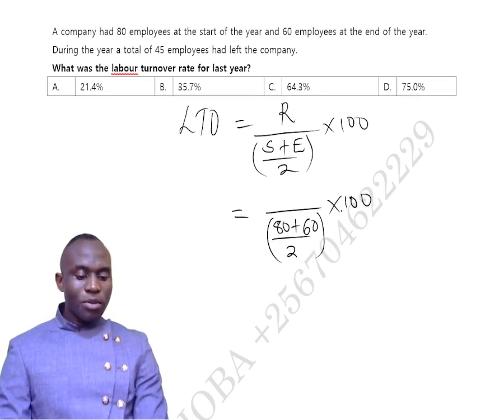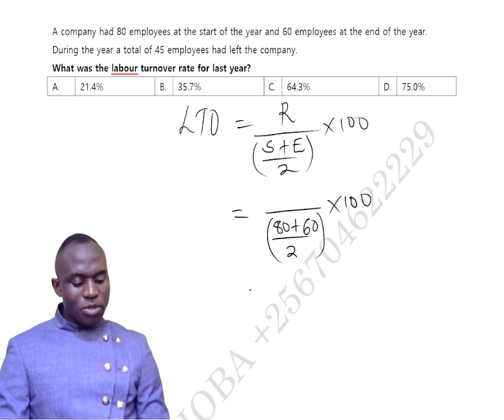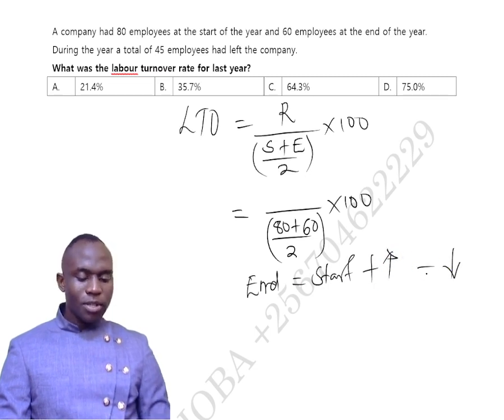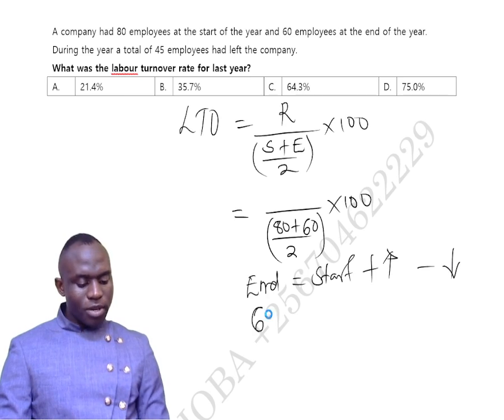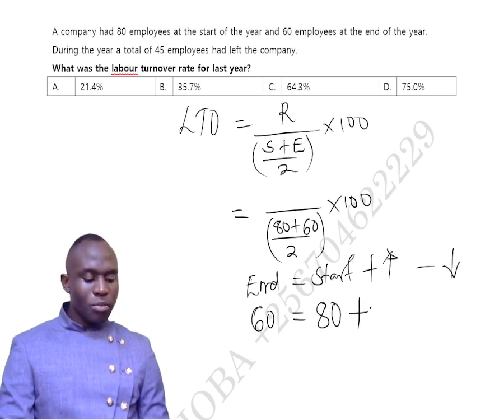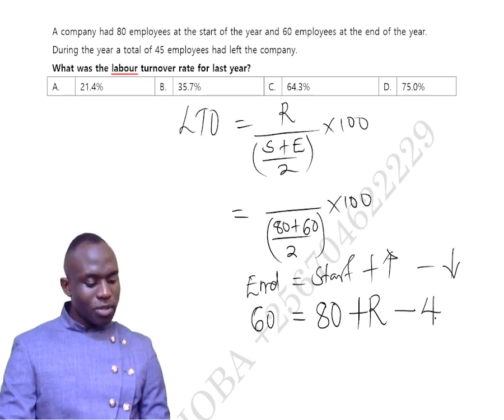During the year, a total of 45 people left the company. Now in this question, the trick is they have not given you replacements. So how do we calculate replacements? We use our formula: employees at the end is equal to people at the start plus whatever increases minus what reduces. There were 60 people at the end, but at the start we had a total of 80 employees. Then plus replacements, which would increase, so we add replacements, but a total of 45 left the company. So 45 reduces, so we subtract.